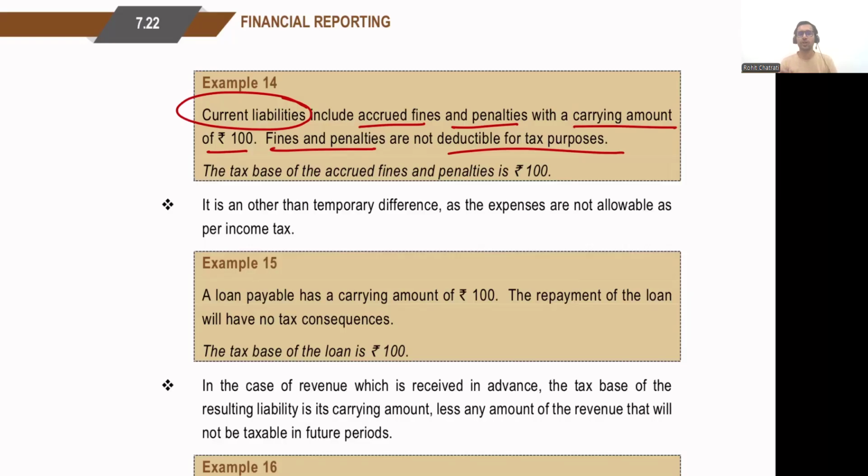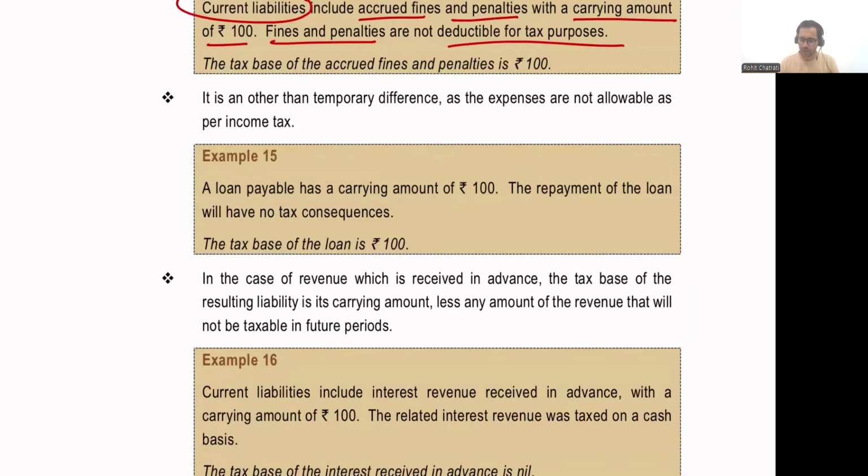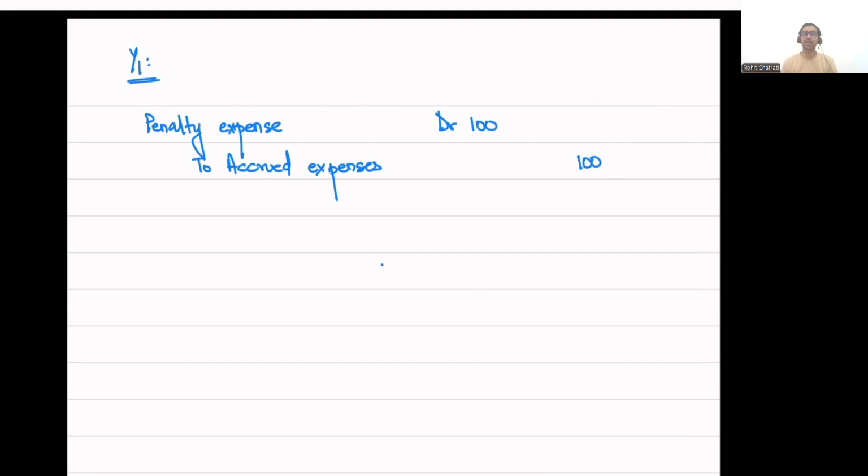First, let's jot down the accounting entries in the books of accounts. Let's jot down the journal entries in the books of accounts. All right, the journal entry in the books of accounts would be: I have incurred a penalty expense. So I will debit penalty expense of rupees 100 and I am going to credit accrued expenses of rupees 100. All right, so this is the journal entry in year one. This is the journal entry in the books of accounts.